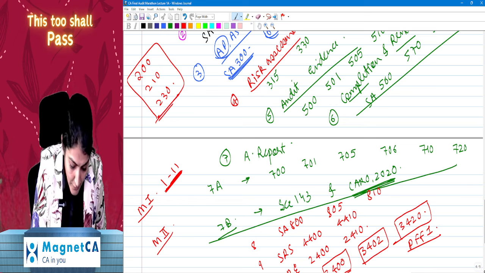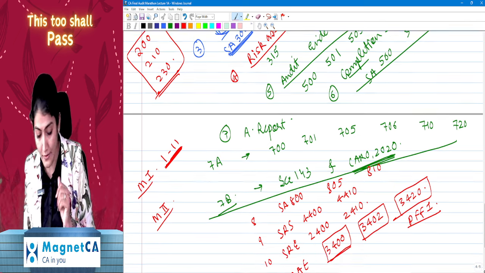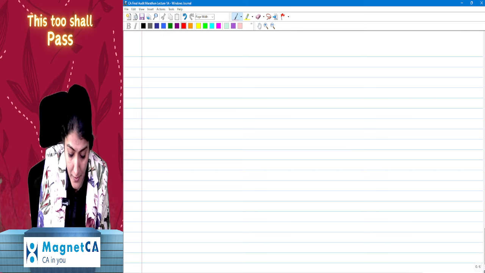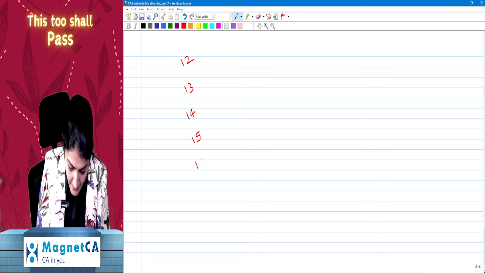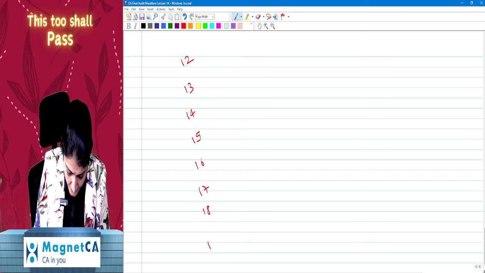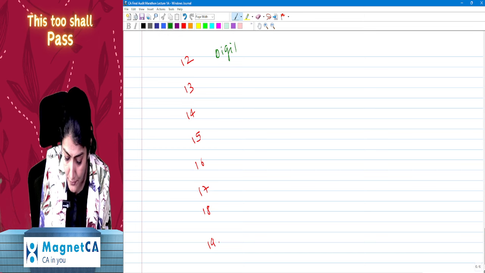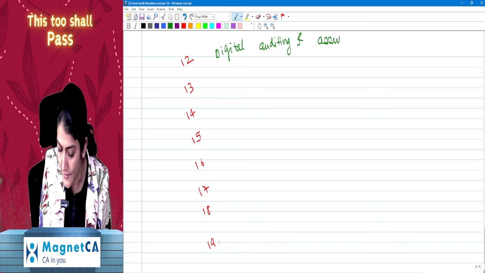Right, so that is about our module 1, which is the standard loaded. And then after that, we have module 2, in which you have chapters 12 to 19, in which we talk about all different types of audit. Like I told you, chapter 12 is regarding your DA. What is DA? The digital auditing and assurance, right?